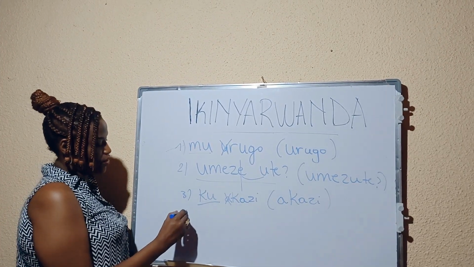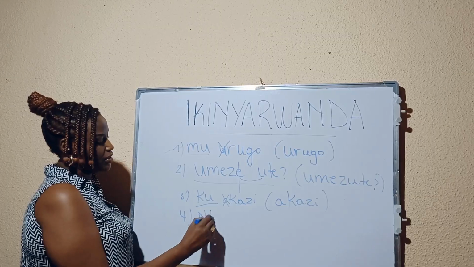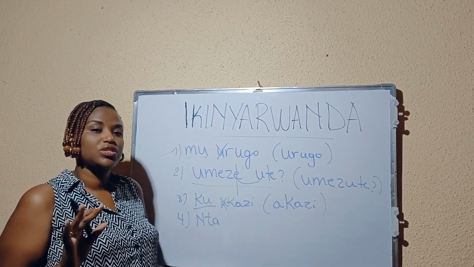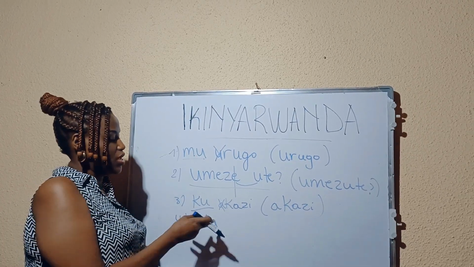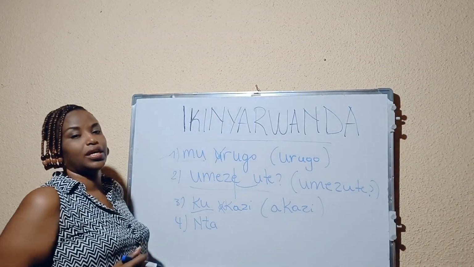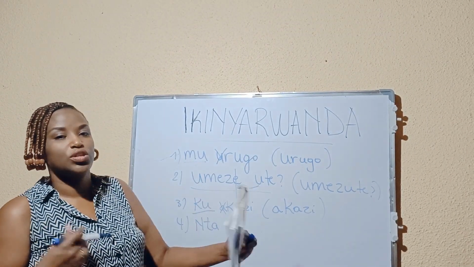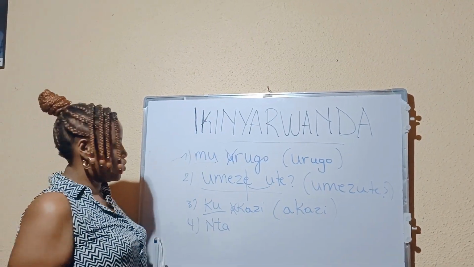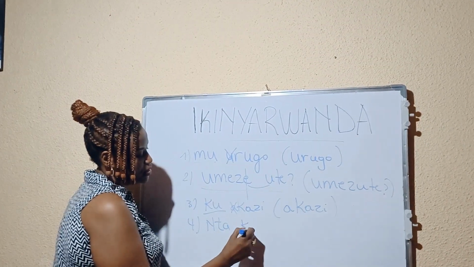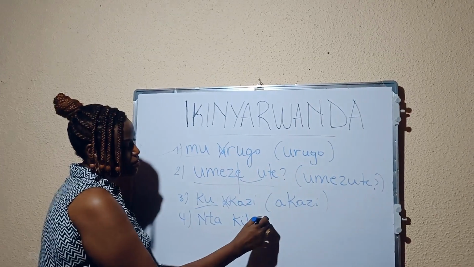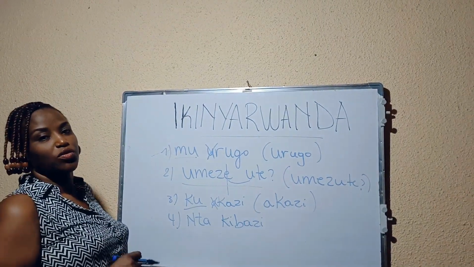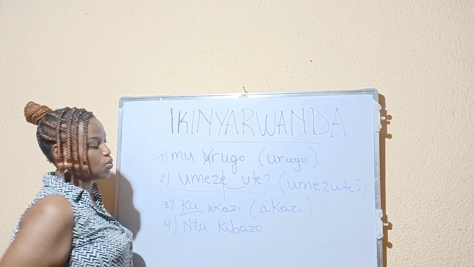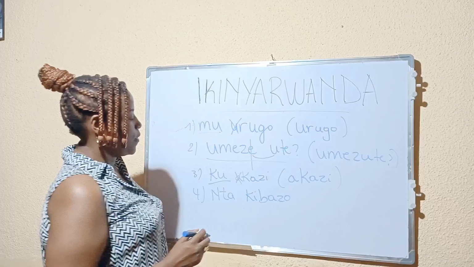We have another example when you have nta. Nta is a negation, which means no. But you don't use it as a full sentence. You have to use it with a noun. Like if you want to say no problem, no question, you can use nta before. So nta kibazo is a very famous, common expression or phrase.